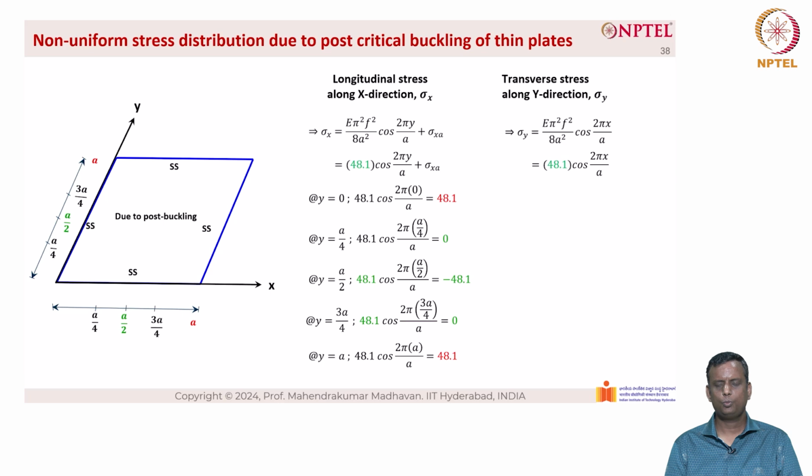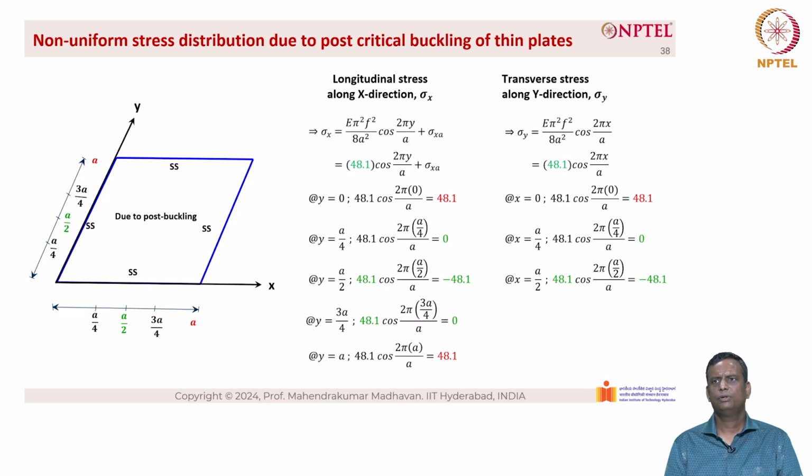We have cos 2 pi is 1, so we have 48.1. Similarly, at x equal to 0, we have 48.1 into cos 2 pi into 0 by a, which is 48.1. At a by 4, we have 48.1 into cos of pi by 2, which is 0. At a by 2, we have 48.1 into cos of pi, which is minus 1. So, we have minus 48.1.